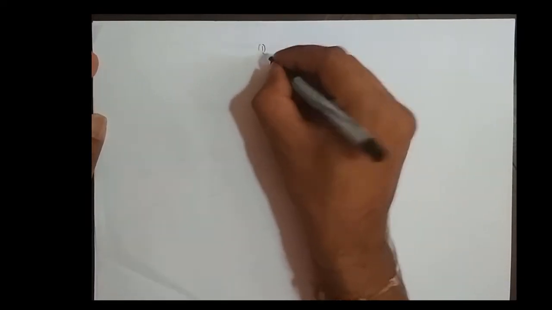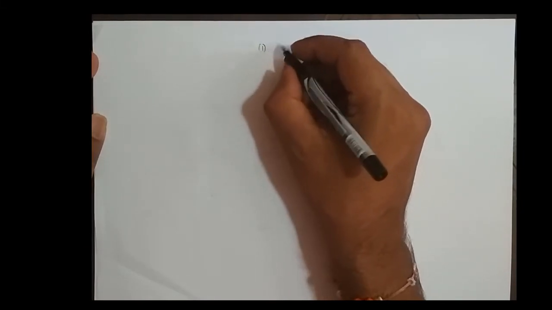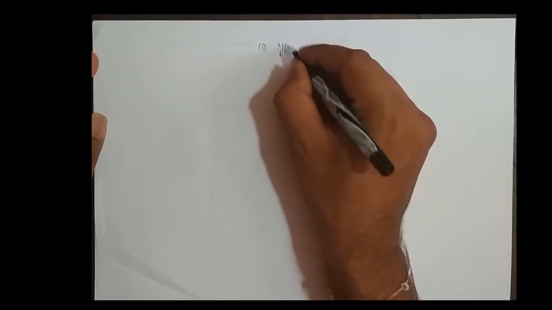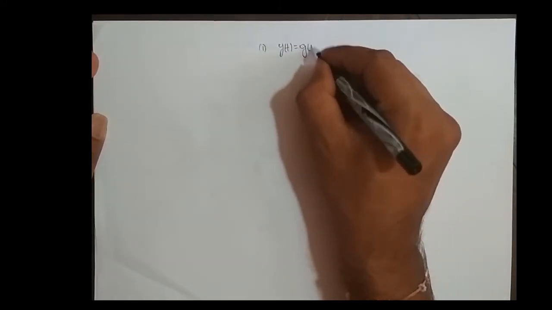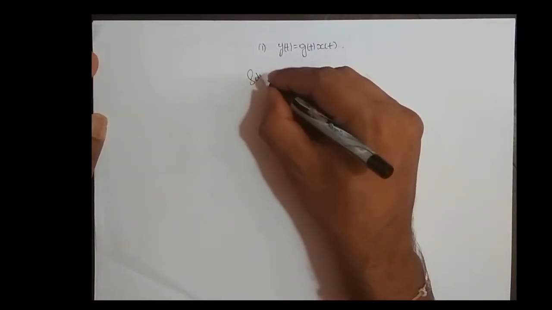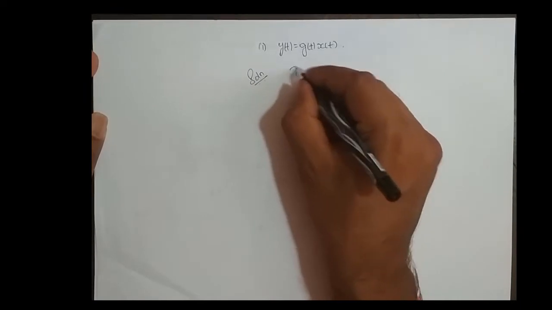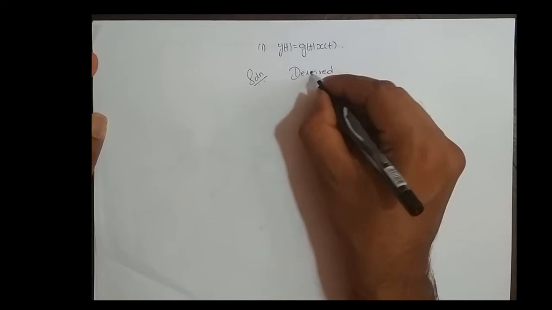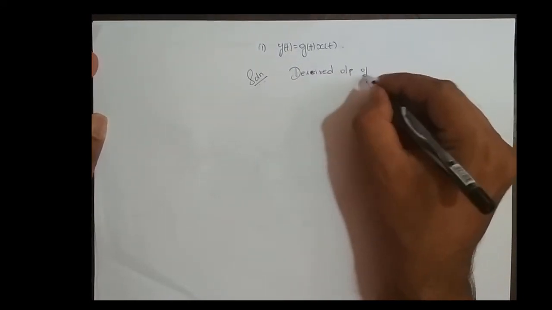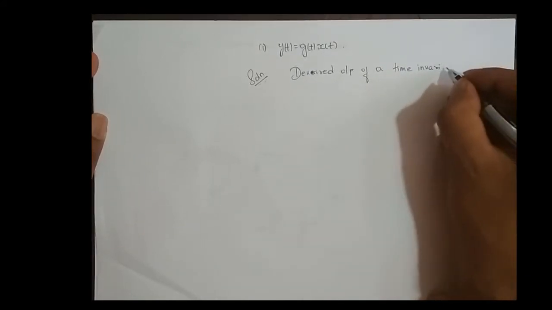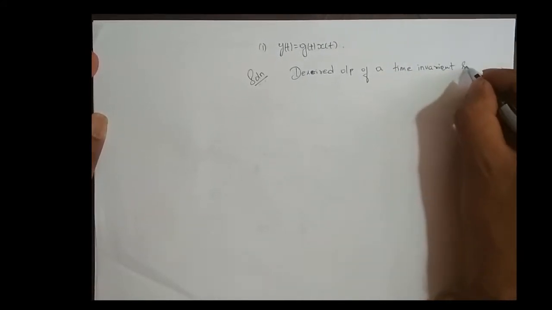Hi guys, we'll take up one example on verifying the time shift property of the system. Let us take output y of t is equal to g of t into x of t. Solution. So first we have to take the desired output of a time invariant system.